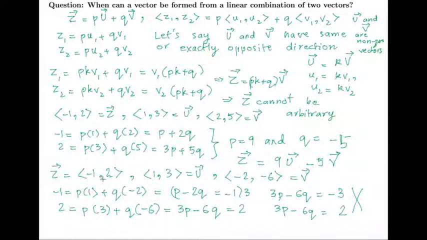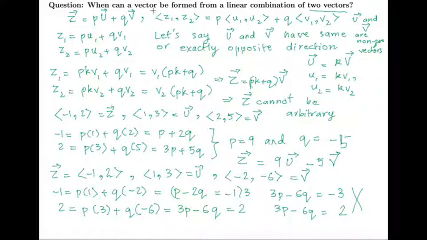So in the case where u and v are parallel, we cannot have an arbitrary z as a linear combination of u and v. Our conclusion is that if these two vectors are non-parallel, then this is possible. If they are parallel or exactly opposite, then it's not possible.